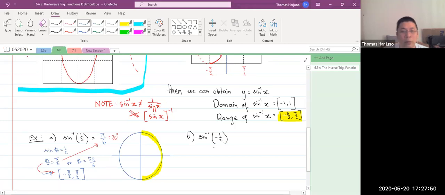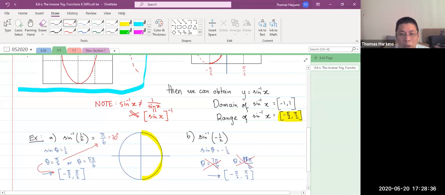Now, the way we think will be, then sine of what angle equals negative 1/2? You may say, oh, one of them is 7 pi over 6 in quadrant 3, or another one in quadrant 4, 11 pi over 6. Right? But keep in mind that your answer is supposed to be between negative pi over 2 and pi over 2. You have to. Okay, because that's the restriction, right? Unfortunately, both of these are not in this interval.